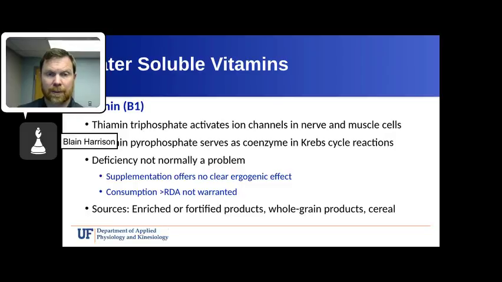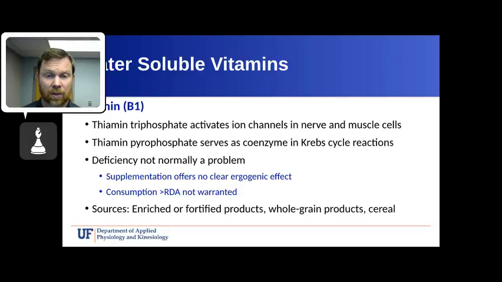Vitamin B1 is more commonly known as thiamine. Thiamine may be present in its free form in the blood, or it may be bound to different numbers of phosphate groups to form thiamine monophosphate, thiamine triphosphate, or thiamine pyrophosphate. Thiamine triphosphate aids in the propagation of action potentials in neurons by activating the ion channels that allow for the flow of sodium or calcium down concentration gradients to cause depolarization.